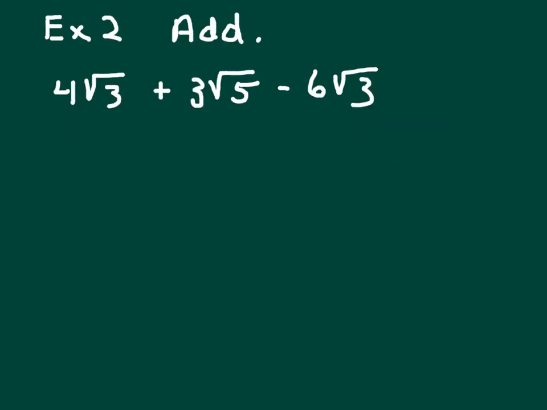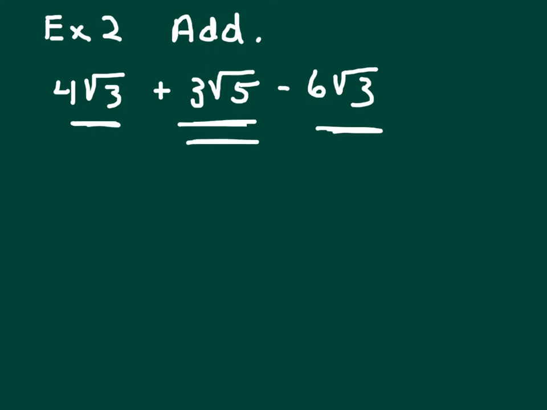Alright, let's take a look at example 2. Again, I've got an expression, and I've got 3 terms in the expression. Now this time, not all the terms are like terms. So I have a radical 3 here, and I have a radical 3 here. So I can combine those. Those are like terms. And then I have this radical 5, which is different than the other 2.